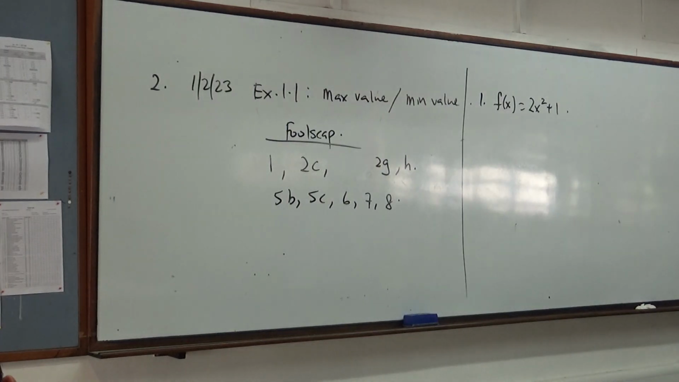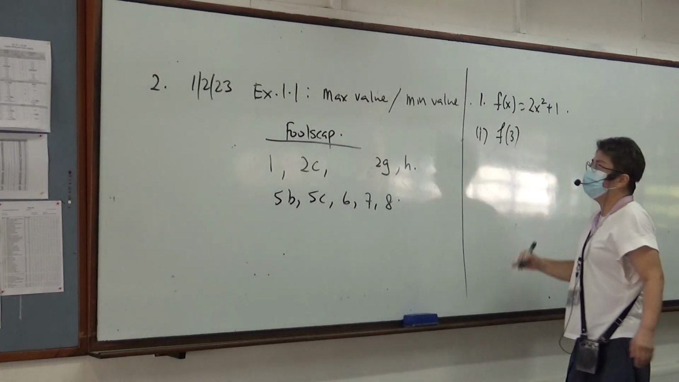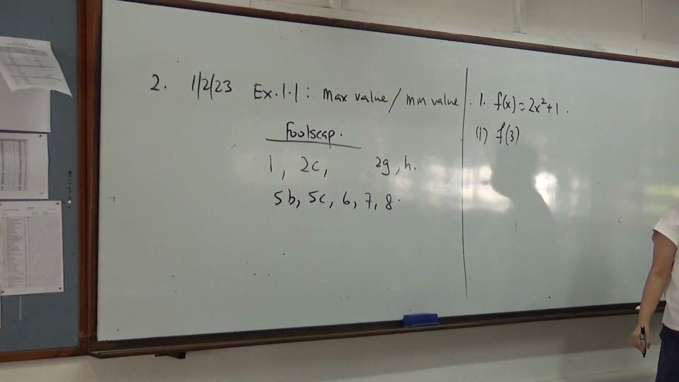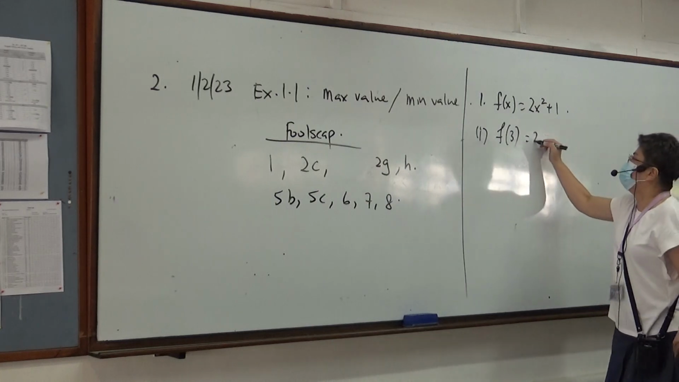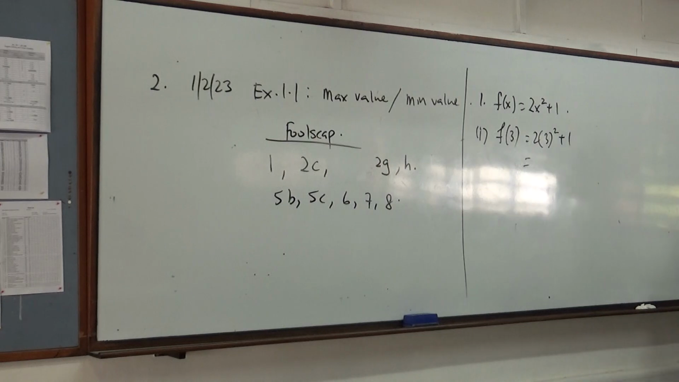All of you, look up. This is how you present now. Number 1. Given f(x) equals 2x squared plus 1, find f(3). Now class, what do you mean by f(3)? When x is what? 3. So just press the calculator, give me the answer.